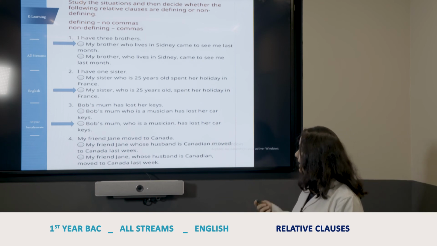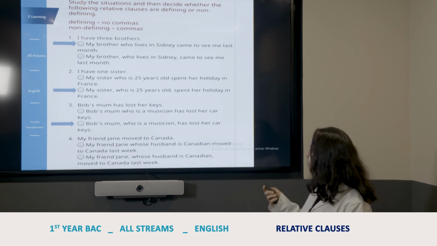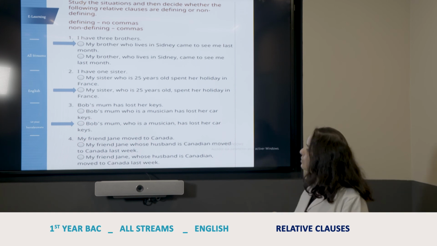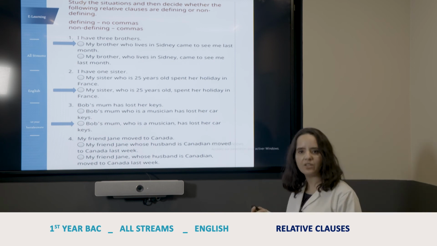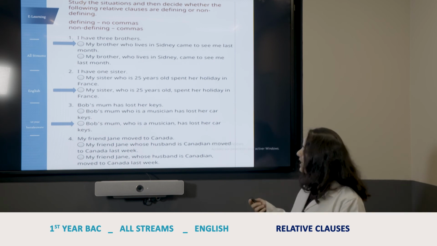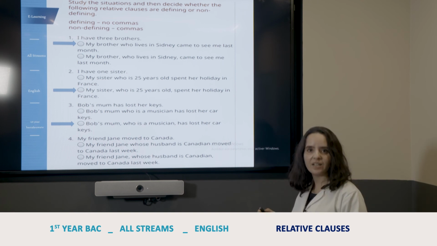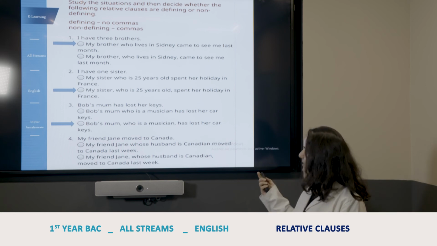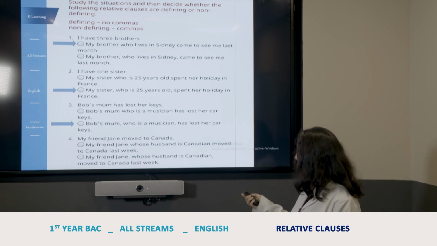Number 4, my friend Jane moved to Canada. The sentence is, my friend Jane, whose husband is Canadian, moved to Canada last week. So whose husband is Canadian? Is it defining or non-defining? Since I mentioned the name of my friend Jane, okay, I know which person I'm talking about. So in this case, this clause is a non-defining one. And the right answer is the second one.